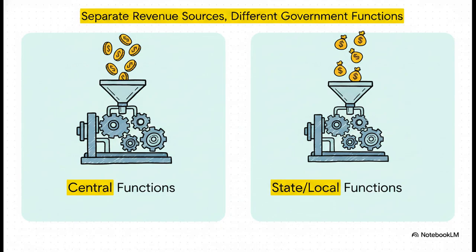Now for pillar number 6, separate sources of revenue. A government has massive functions to perform, building roads, funding schools, maintaining security, but they obviously cannot perform those functions if they don't have the cash to pay for them. More importantly, in a federal system, a state government cannot be truly independent if it has to beg the central government for its allowance every single month. Because of that, each level of government must have its own, guaranteed, separate sources of revenue, like specific taxes they are allowed to collect, so they can actually do their jobs.